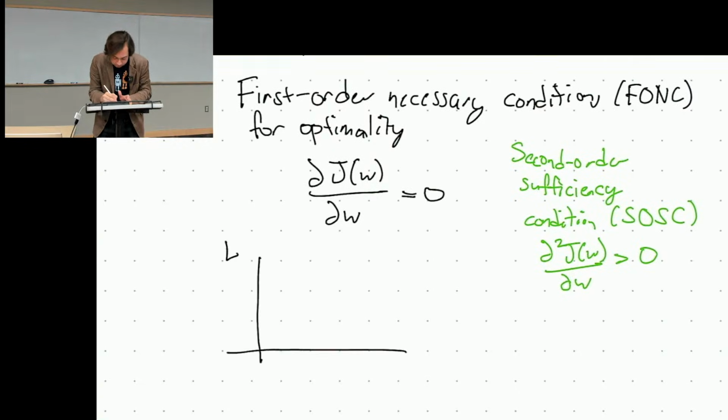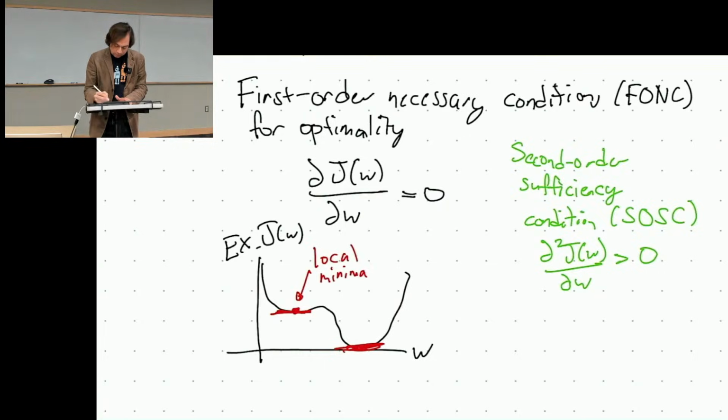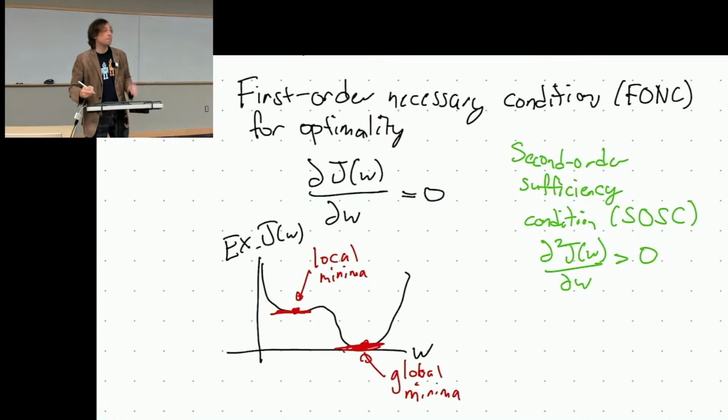Here's an example. Let's say this is our cost function, J of W. Our derivative is 0 here and here. One of those is better than the other, right? You call this the local minima. This is the global minima. Both of those will satisfy the first order necessary conditions and the second order sufficiency conditions, right?